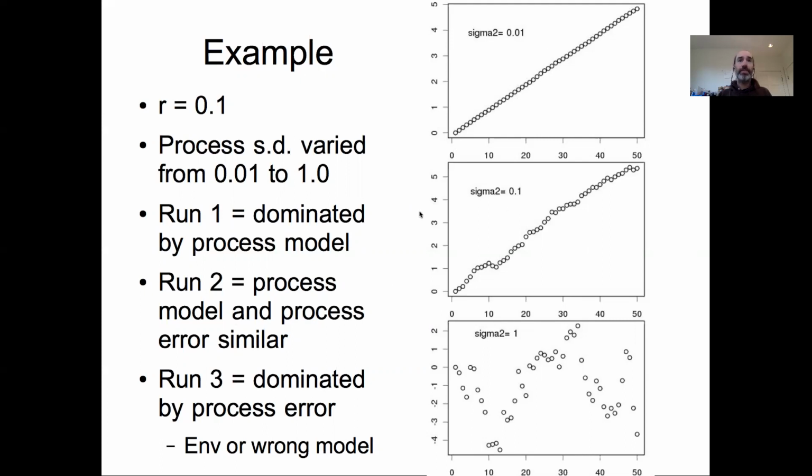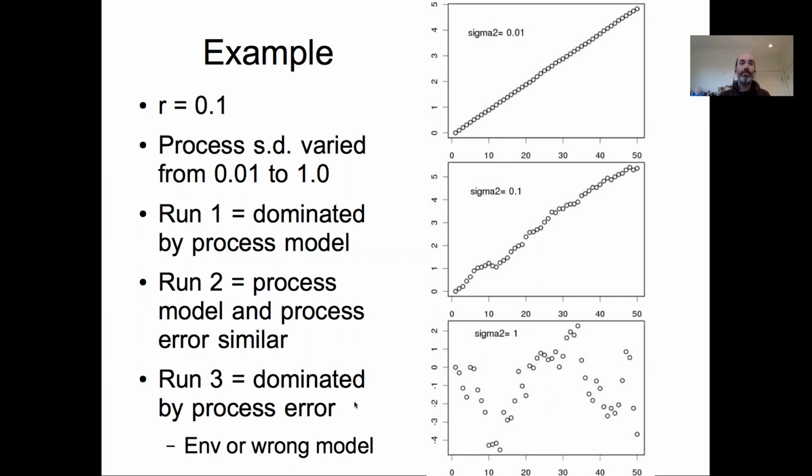In the second run, we set the process model and the process error to be similar. So we see that the process model is continuing to drive us upward year after year. But we do see a good bit of variability. Even though the mean population growth rate is positive, around time point 10, for example, we see a couple of years where the population declines. And that's just because we've added additional process error.